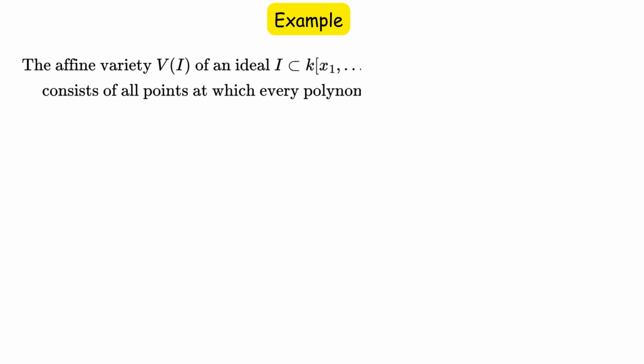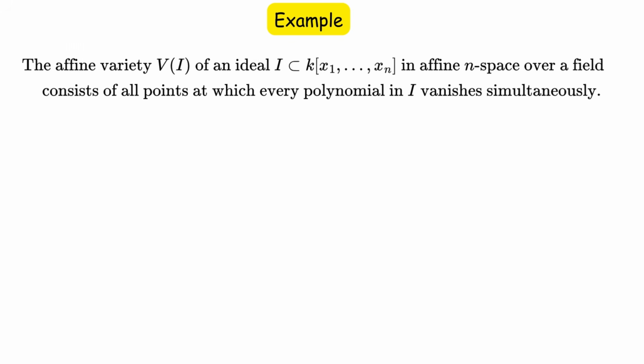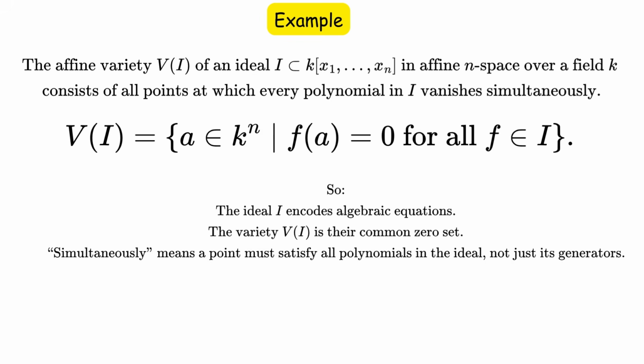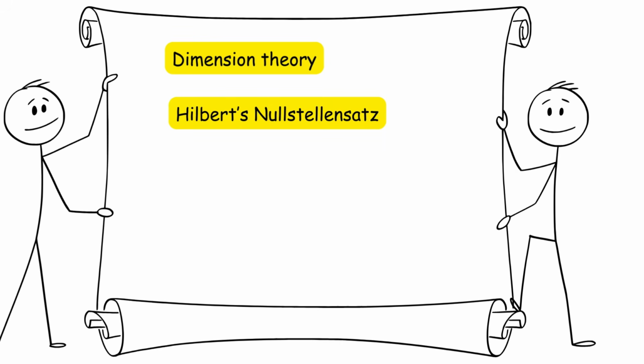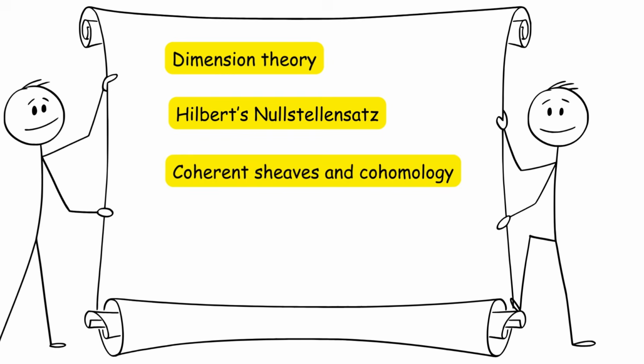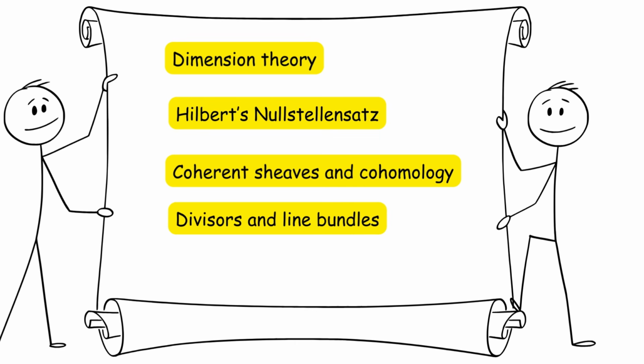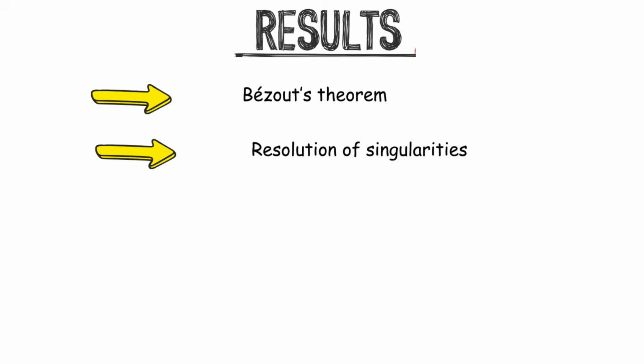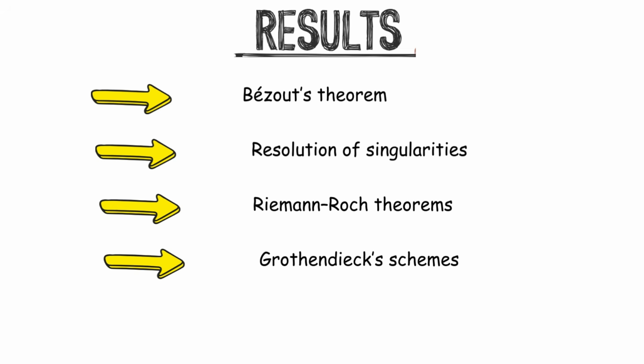nilpotent elements. For example, the affine variety V of I in affine n-space over K consists of all points where polynomials in ideal I vanish simultaneously. Central concepts include dimension theory, Hilbert's Nullstellensatz connecting ideals and varieties, coherent sheaves and their cohomology, divisors and line bundles, and intersection theory. Deep results include Bézout's theorem on intersection multiplicities, resolution of singularities, Riemann-Roch theorems, and Grothendieck's schemes revolutionizing the field.